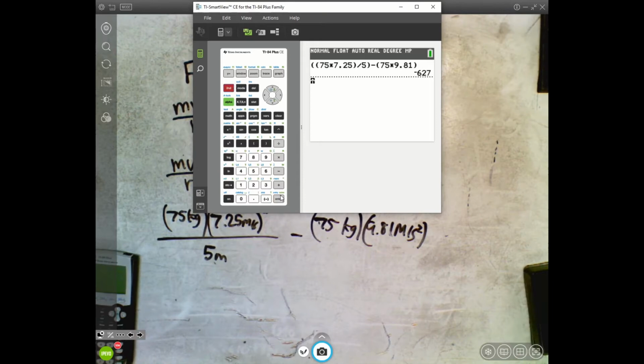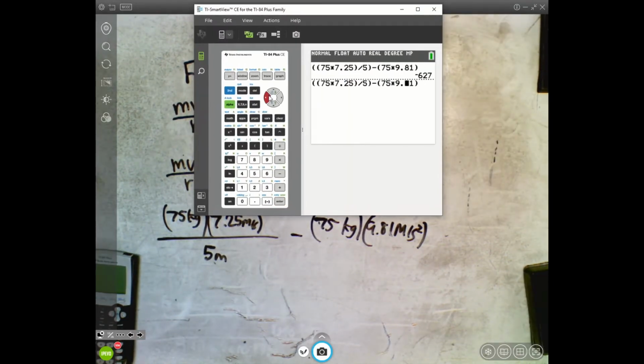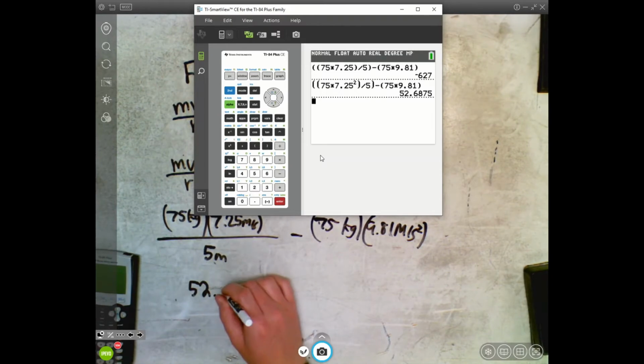I forgot to square it, it's mv squared. I forgot to square that. Let me throw a squared in there. There we go, mv squared. And that gives me a much more reasonable answer. So the weight is 52.7 newtons, right?